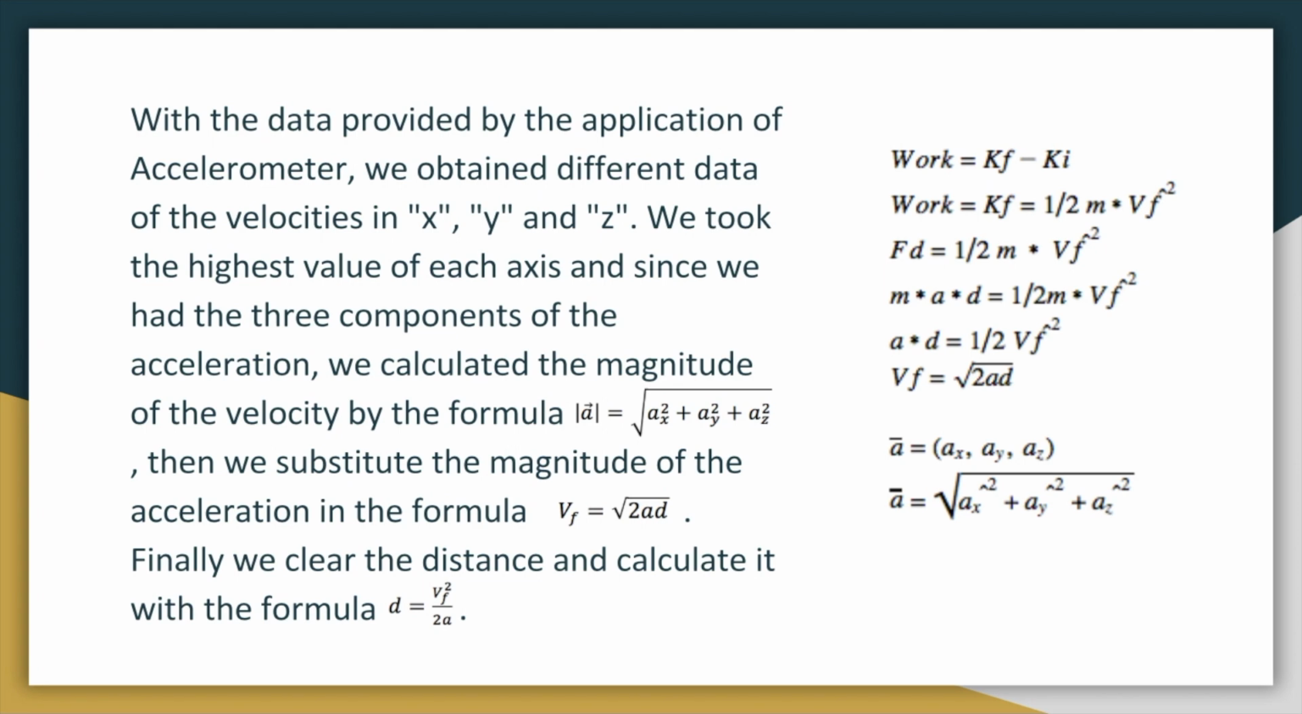Then we substitute the magnitude of the acceleration in the formula: final velocity equals the square root of 2 times the acceleration times the distance. Finally, we clear the distance and calculate it with the formula: distance equals final velocity squared over 2 times the acceleration.